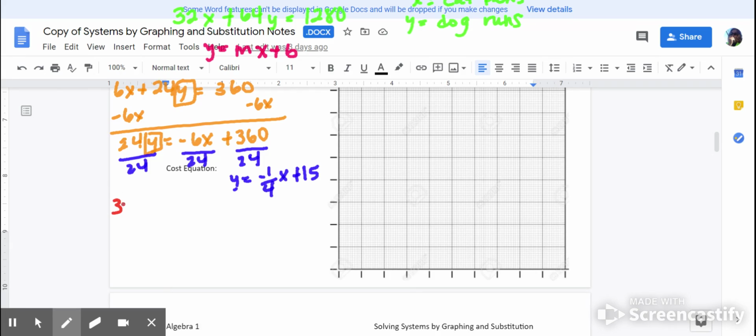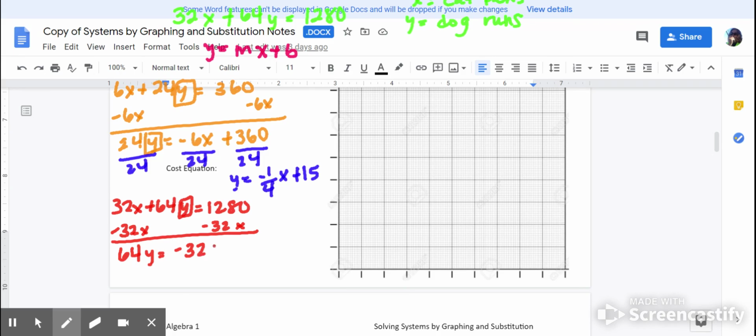And if you remember, we had 32x plus 64y. That's going to equal 1,280. Still solving for y, so I will subtract 32x from each side. Remember, it's 32x, not just 32. So we're left with 64y equals, and put the negative 32x first, negative 32x plus 1280.